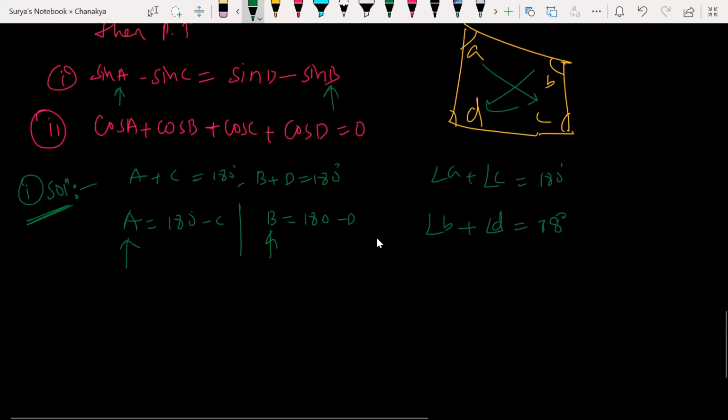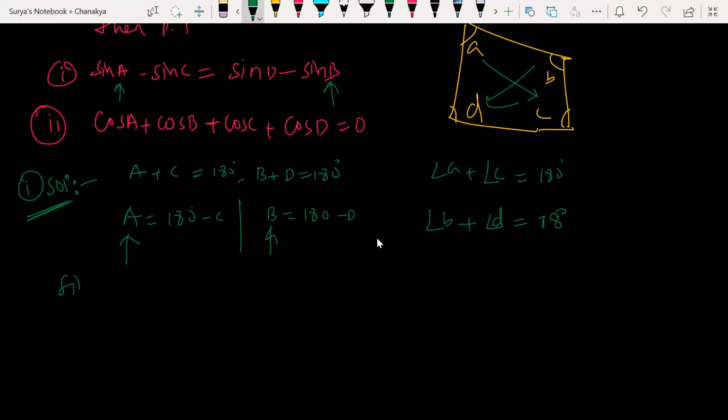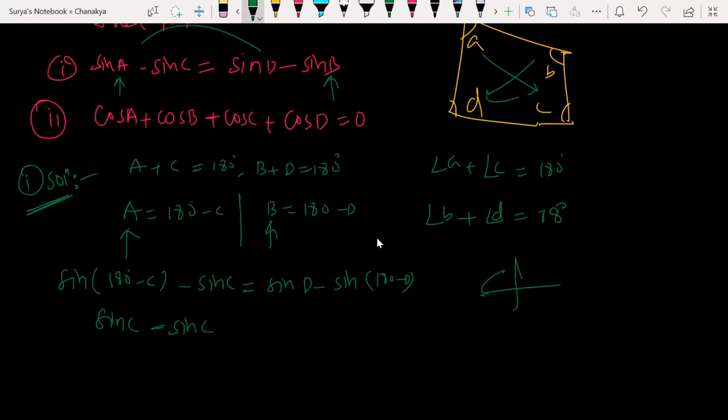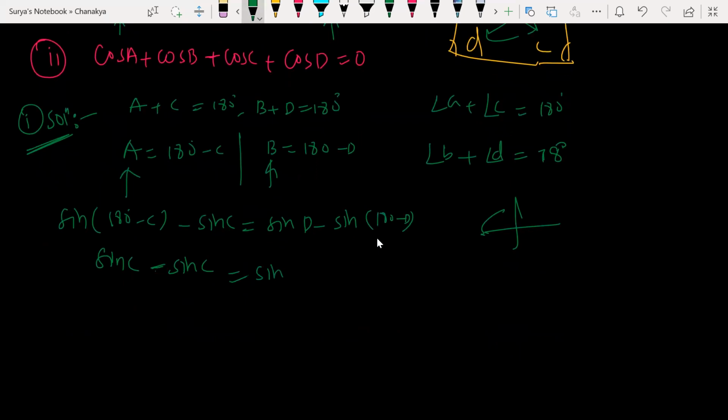Very simple, look at this. Sin A, A is given as 180 minus C, so it will become sin C. Sin D minus sin B, B is 180 minus D, so it will become sin D minus sin D, which is sin D minus sin B equals sin D minus sin D. Sin 180 minus theta is sin theta, so sin A is sin C only, positive, minus sin C. We have to prove this is equal to this. Sin D, so here also sin D. So 0 is equal to 0. Hence proved.